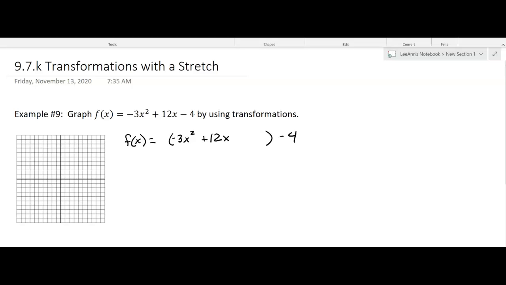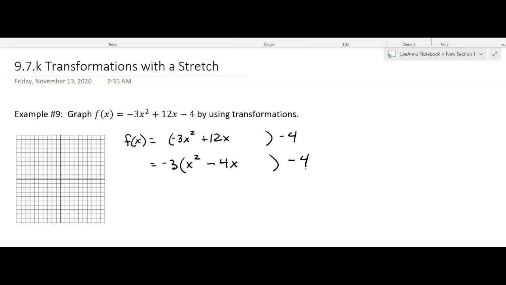All right, now we have to factor out that negative 3. So it's going to be negative 3 times x squared, then this is going to be minus 4x. Okay, so that's how you get a positive 12x. You take that 12 divided by negative 3, you're getting negative 4.